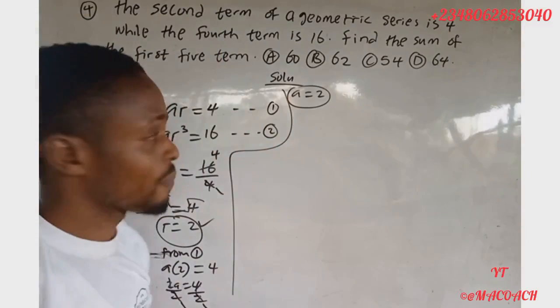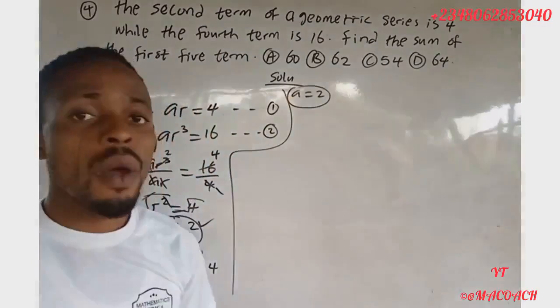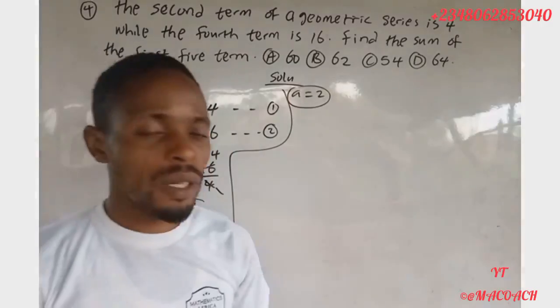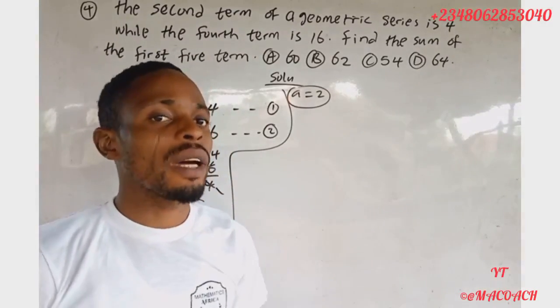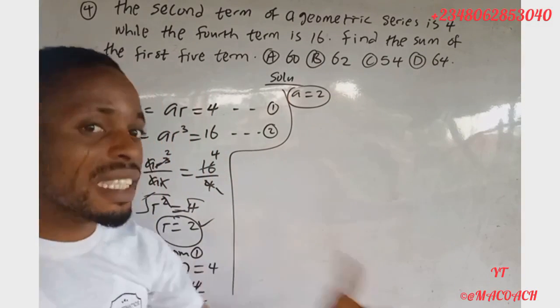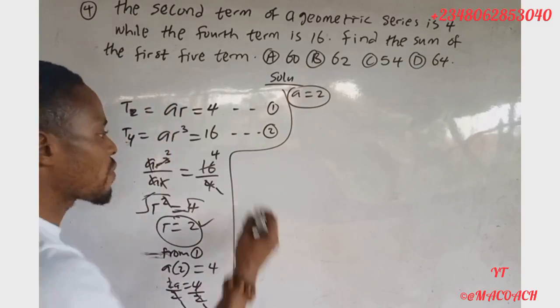So how do we solve that now? If you still remember geometric progression very well, we have sum formulas, like 2 or 3 formulas. We have the one where R is greater than 1, and the one where R is less than 1. So in this place, our R is greater than 1. Therefore, use this formula to solve it.